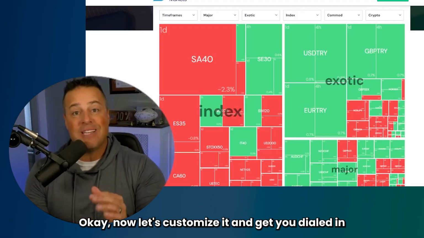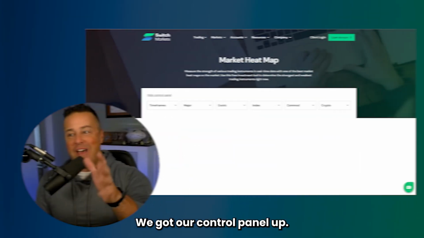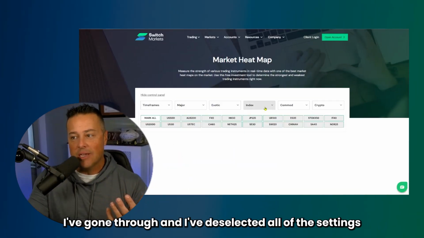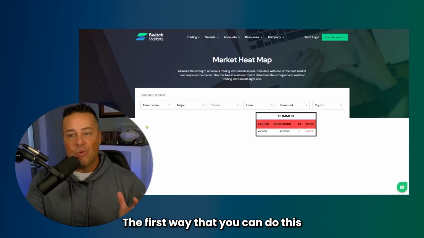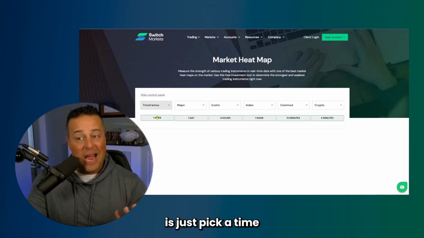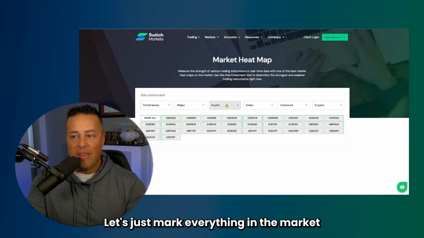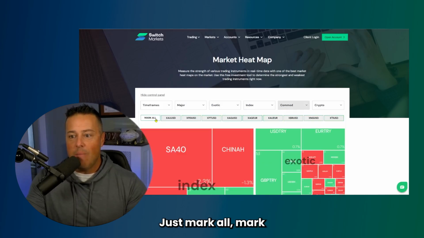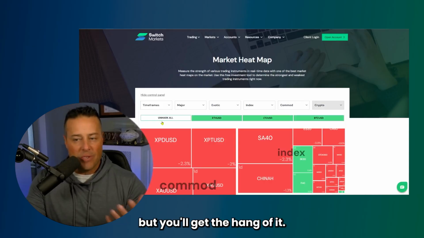Okay, now let's customize it and get you dialed in and ready to use it for your exact trading approach. We've got our control panel up. I've gone through and I've deselected all of the settings so we can build our very own market heat map. Now, there's a couple ways to do this. The first way that you can do this is just pick a time frame. Say that's going to be the first thing. Let's go daily. Let's just mark everything in the market and see exactly what's moving. Just mark all, and then mark all, right? And it's a little bit sensitive up there, but you'll get the hang of it.